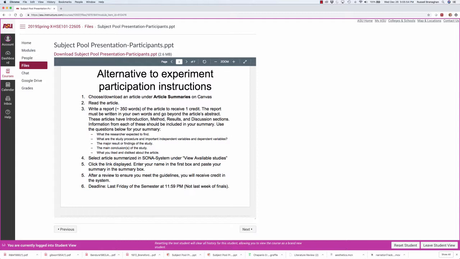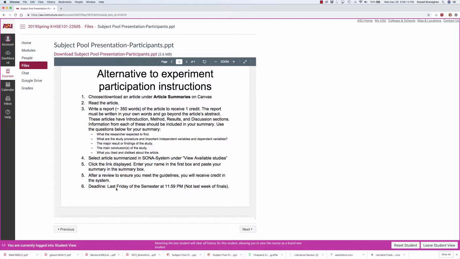You'll select the article summarized in the SONA system under View Available Studies. You'll click the link displayed. Then you'll paste your summary into the box. We'll take a look at it and review it and so forth. And once it's reviewed and is in good shape, then we will give you your credit.